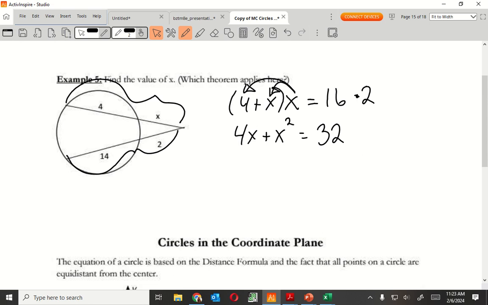Okay? So what we're going to do is take this and set it equal to 0. So it's going to be x squared plus 4x. And if this is equal to 0, I need to subtract 32 from both sides.